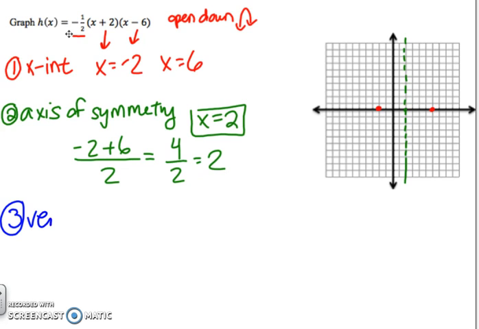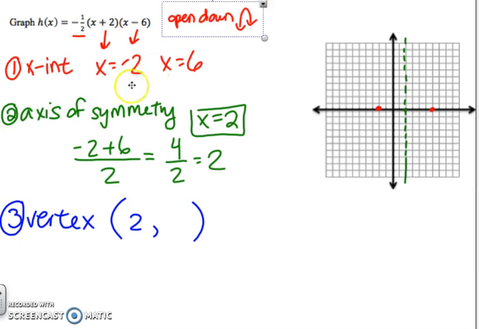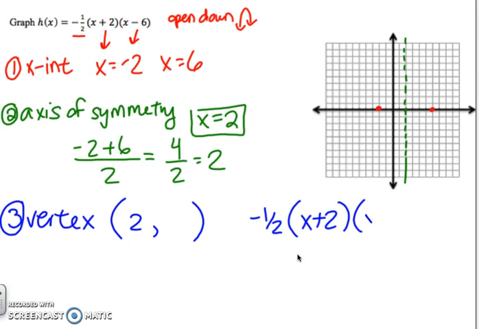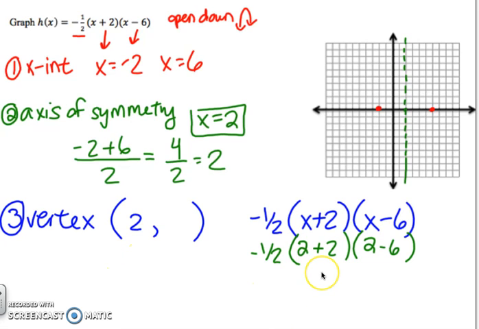And remember, you already have the x point of the 2, and now you need to plug in to find the y. So I'm going to rewrite the equation down here so you guys can see what's happening. So I'm going to put 2 in place of the x's and drop everything down. So now I'm going to simplify what's in parentheses. So 2 + 2 is 4, and 2 - 6 is negative 4, and bring down negative 1/2.